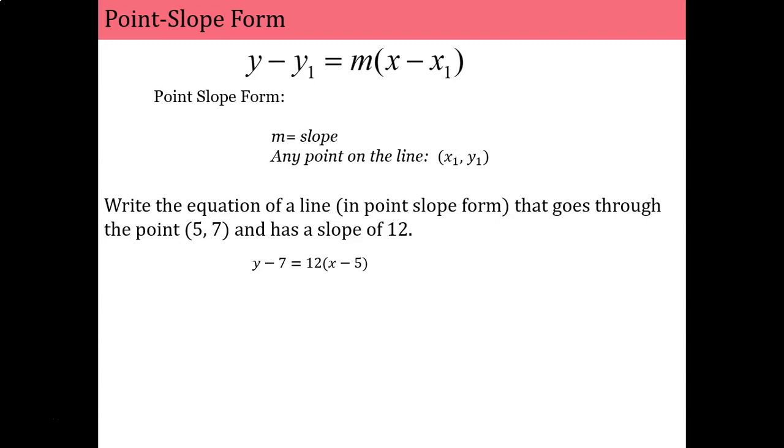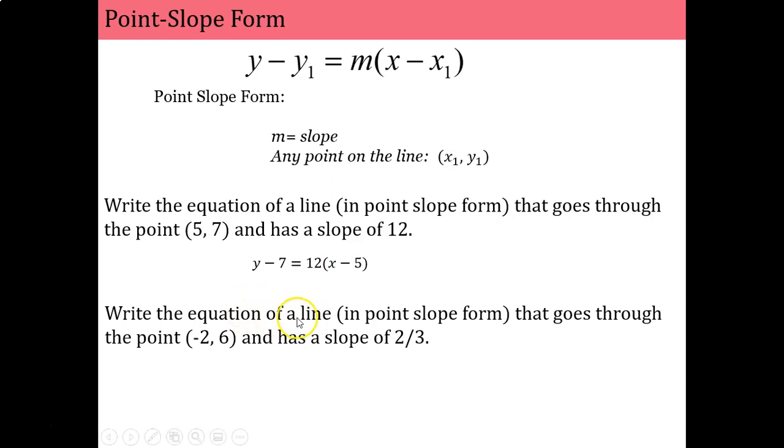One thing to note before we move on, even though these coordinates are positive, when we write point slope form, they end up with a subtraction symbol in front of them.